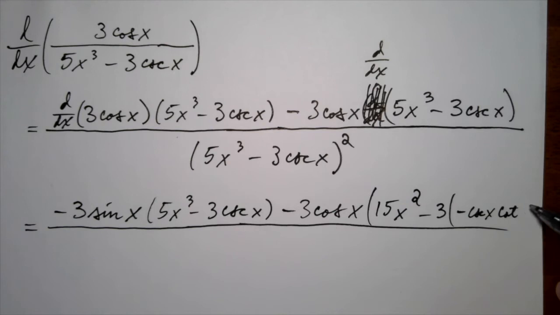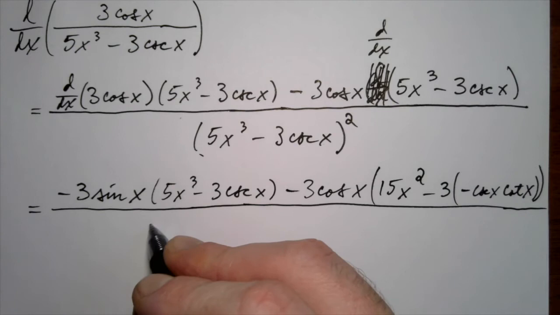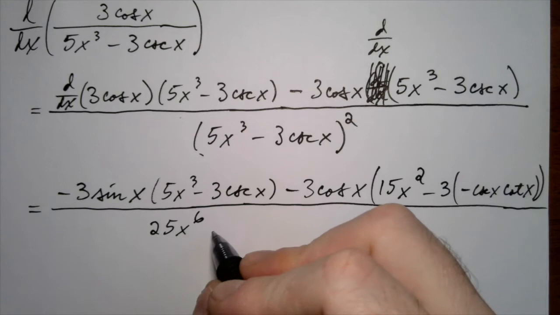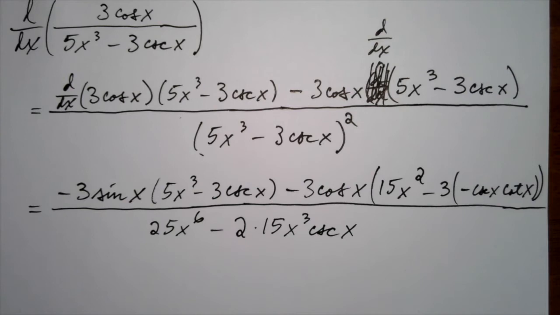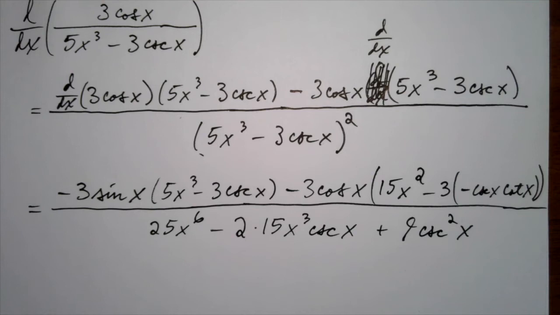My, oh my. Now, what about the bottom here? We're going to have to square this. Squaring the 5x cubed term, we have 25x to the sixth. That's 5 squared, 25, times x cubed squared, x to the sixth. We'll have minus 2 times the cross terms. The cross terms combine to give 15x cubed cosecant of x. And then finally, we're squaring minus 3 cosecant of x. That gives 9 cosecant squared of x. My, oh my, what a messy function. Have no fear, persevere.